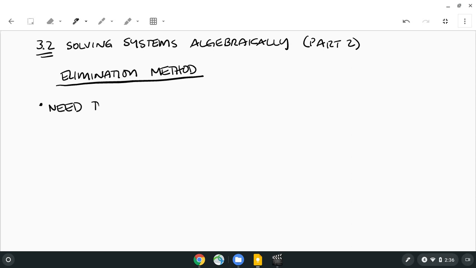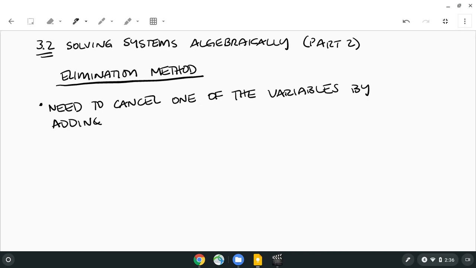Okay. All right, so for elimination method, we need to cancel one of the variables by adding the two equations in the system. Okay, and I'll show you what I mean by that.